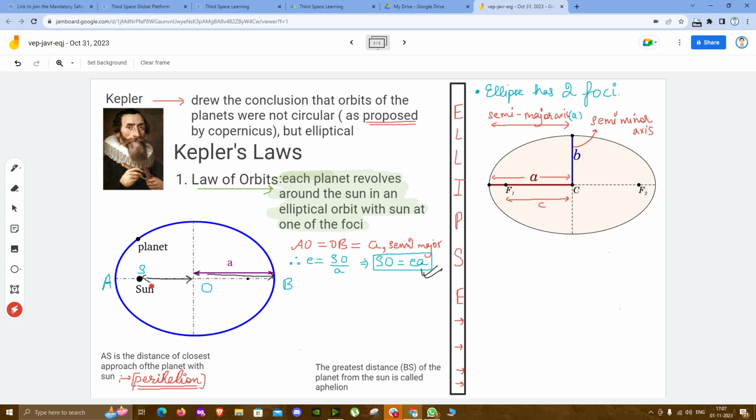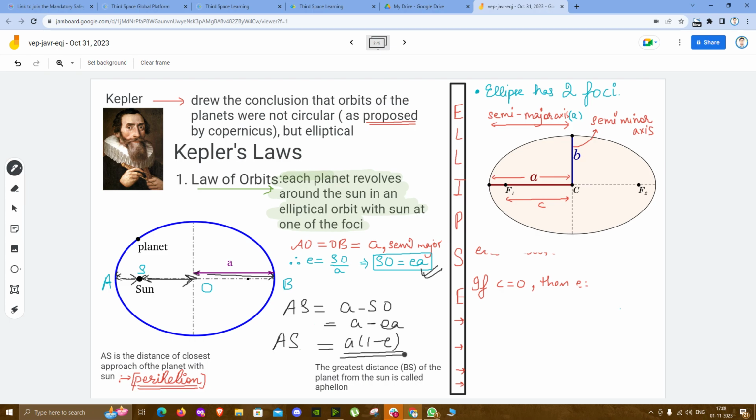Now, as you can see from here, our perihelion AS will be equal to how much? It will be equal to A, the total A here, take away SO, so A minus SO. And what is SO? It is EA. So you can write perihelion's value: AS, perihelion, will be equal to A(1 minus eccentricity). You need to remember that. You can keep that in mind and note it down.